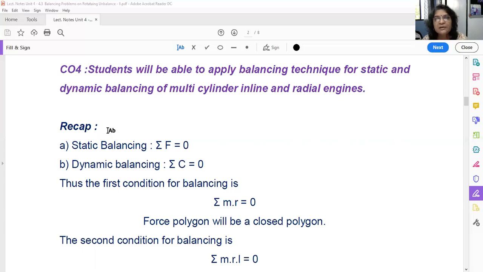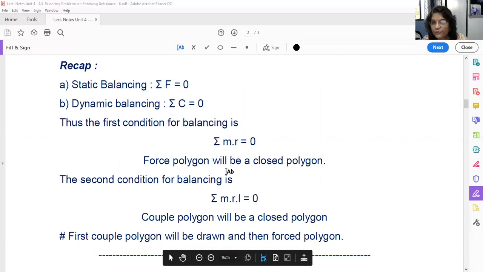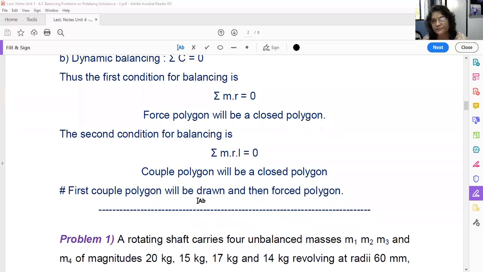So these are the requirements to solve the problem. Static balancing means summation of forces is equal to 0 and dynamic balancing means summation of couples is equal to 0. Summation of forces means M into R is equal to 0; we divide by omega square. Couple means M into R into L is equal to 0; here also we divide by omega square. So we will get a closed force polygon and a closed couple polygon.